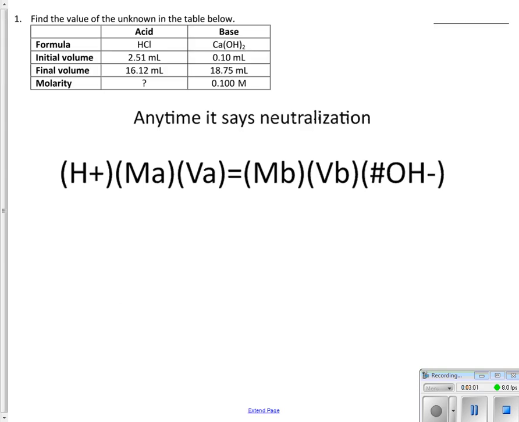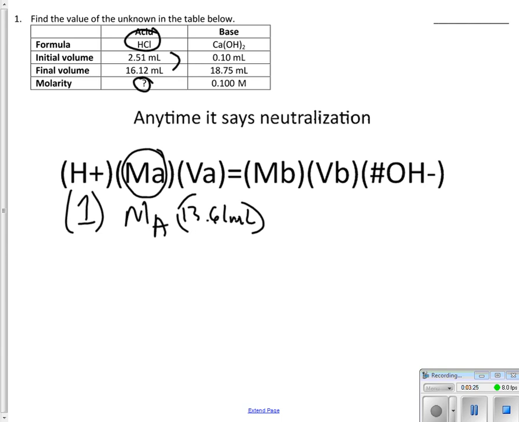So first problem, problem number 1. Find the value of the unknown in the table. They're asking you for the molarity of the acid, so they're asking me for Ma. First thing I notice is there's 1 H, so I put in a 1 there. The volume of the acid, I subtract final minus initial, so 16.12 minus 2.51. I'm going to get 13.61 milliliters, which goes right there. Ma is that. It equals the molarity of my base, which is given to me. This is kind of like your lab if you think about it. 0.100 molarity. And then the volume, subtracting this from this, is going to be 18.65 milliliters. I can drop milliliters in there, so I just drop 18.65.